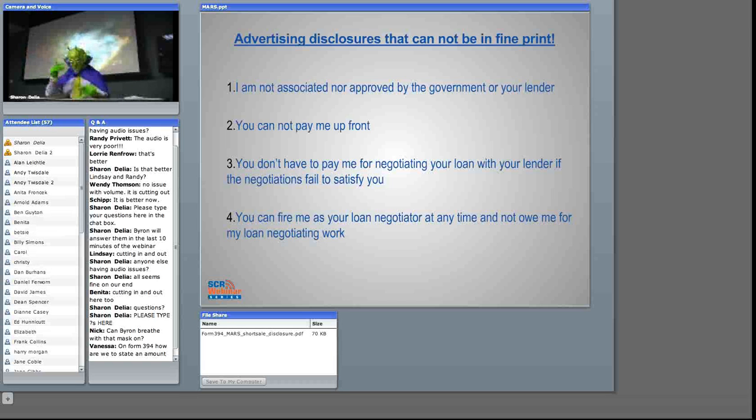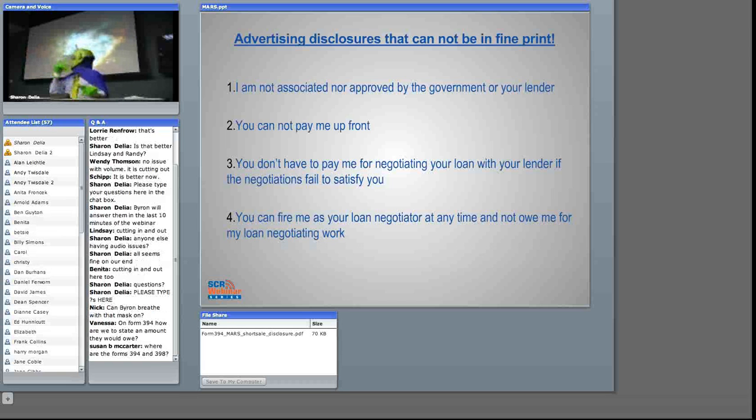Byron, we do have one question from Vanessa. She says on Form 394, how are we to state an amount they would owe? I think that's an excellent question. There's a blank on the form where you can put the amount owed for MARS-related services. Keep in mind, this is not the same as their listing commission. And many times, listing brokerages don't charge any fees for MARS-related services. Their commission is all in one, the regular way they do commissions. So remember, no upfront fees. Do not pay upfront fees.